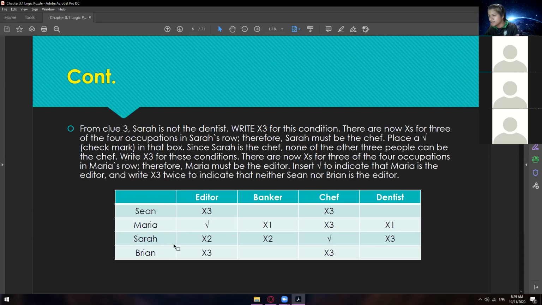Like Sarah, here is already the chef because she's not an editor, she's not a banker, and she's not a dentist. Okay, coming from clue number 2 and then clue number 3. So, of course, since that's the only available job for her, then let's check that one.